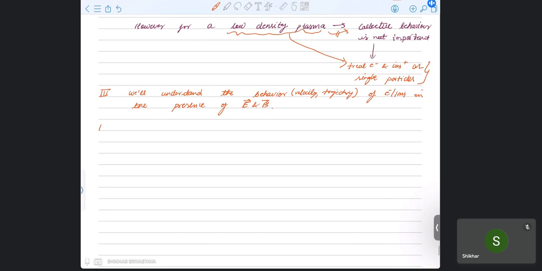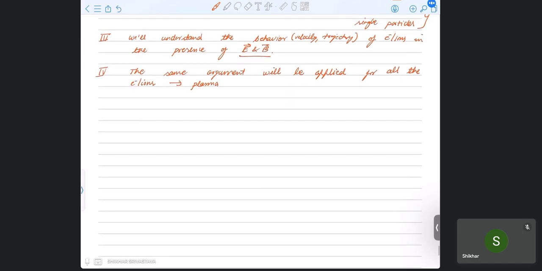After understanding the behavior, the same argument will be applied for all the particles, what we call plasmas. So you just need to set up the equation of motion for a single particle, and then the same argument can be applied for all the particles. So it will be a summation over all the ions or all the electrons.